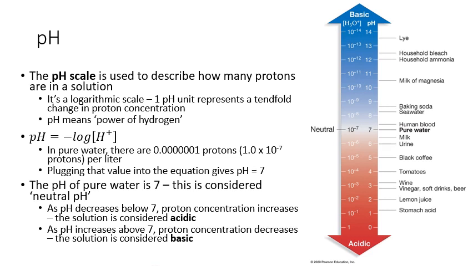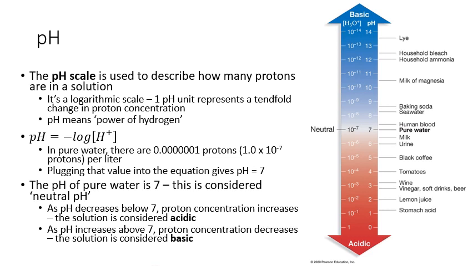We measure the amount of free protons that you have in a water-based solution using the pH scale. pH just means power of hydrogen. Since hydrogen ions are protons, that's why we call it that. The pH scale is not like a normal scale. It's actually a logarithmic scale, which means that every time you go up or down on the pH scale by 1 unit, you're not changing the amount of protons by 1, you're actually changing it by a factor of 10.